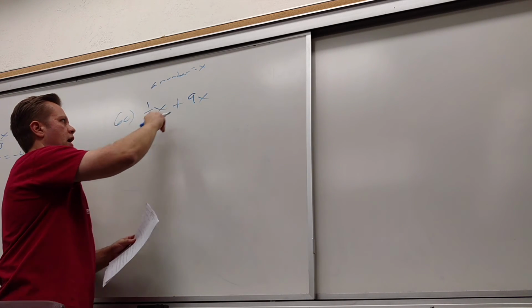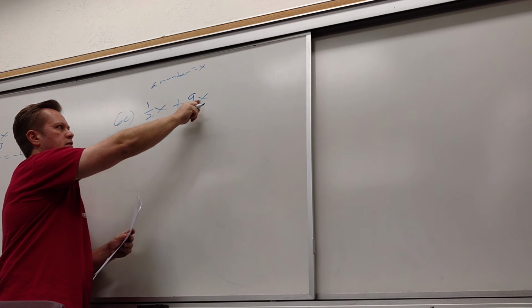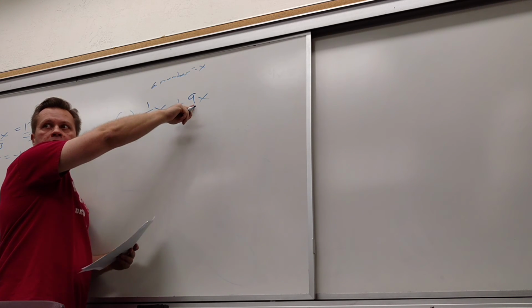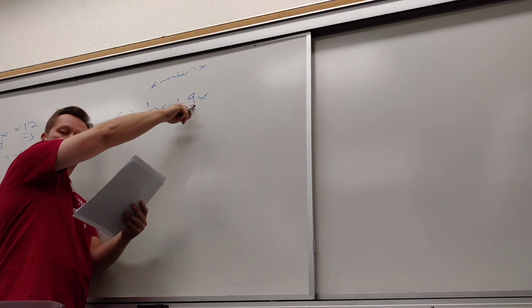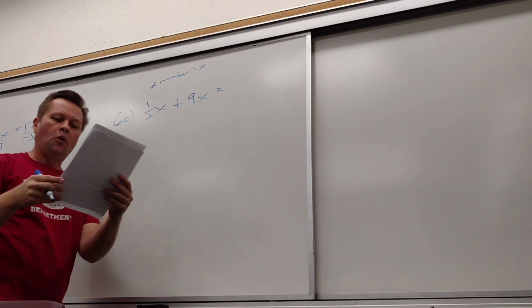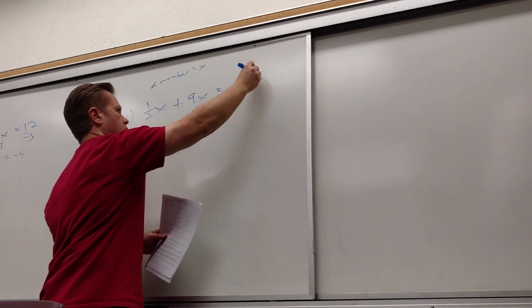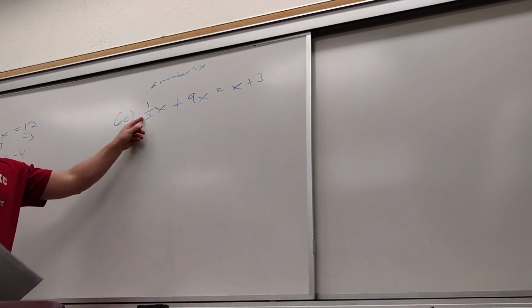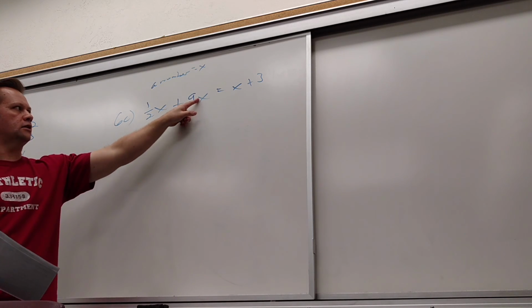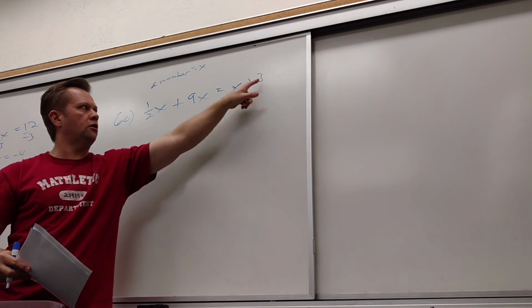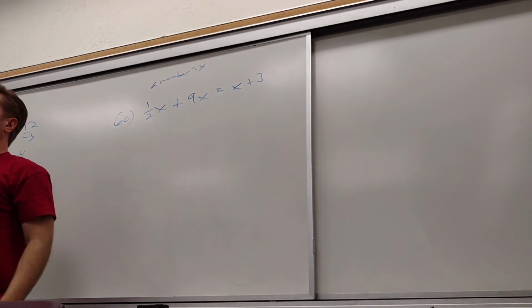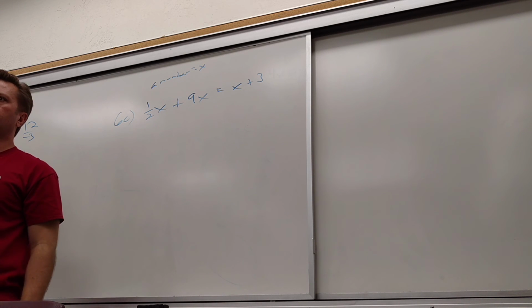Half a number added to the product of that number and 9 equals 3 more than that number. 3 plus x, that'll work, sure, or x plus 3, either way. Half a number added to the product of that number and 9 is 3 more than that number. Bam. I didn't say you had to solve it. I just said set it up.